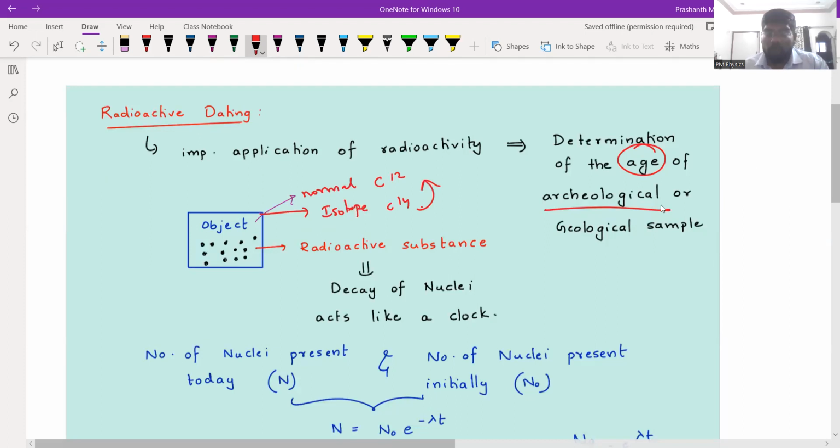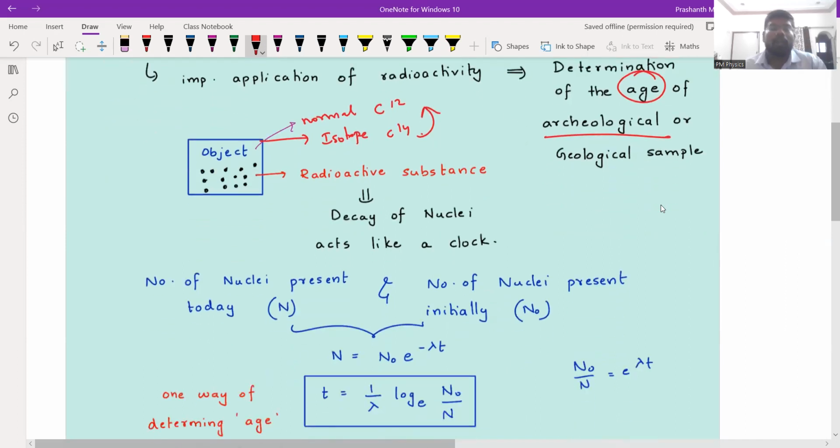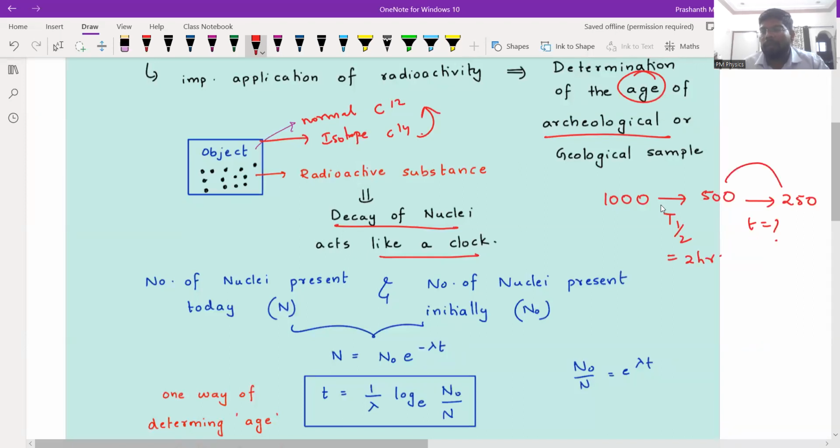Any object will have some trace of radioactive substance, and decay will happen like a clock, at regular intervals of time. Initially if 1,000 are there and it becomes 500, we'll say this is T half. After some time, if only 250 remain, then how much time has passed? If T half is 2 hours, then between this and this, you'll say 2 hours, because this is T half and this is also T half.